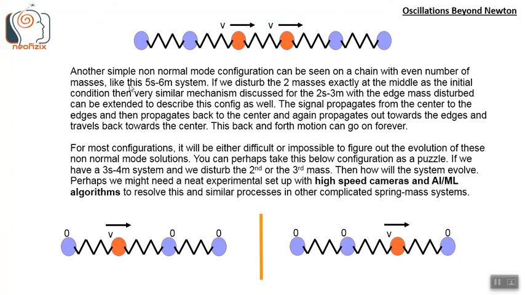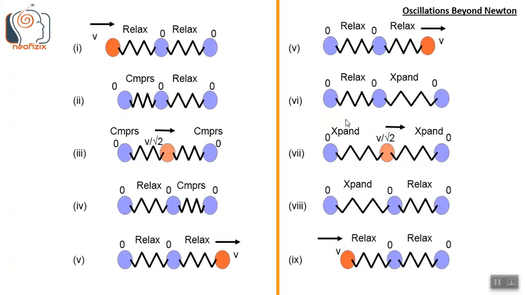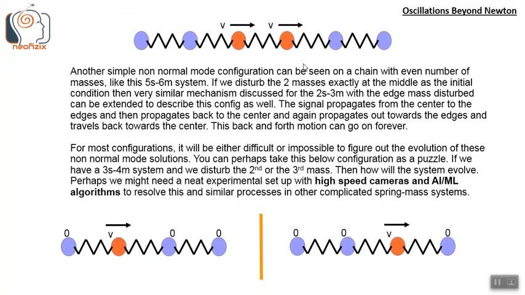If there are an even number of masses, like this 5-spring 6-mass system, and if we disturb the 2 masses exactly in the middle, like the 3rd and the 4th mass in this 6-mass system, with the same velocity v as the initial condition, then a very similar mechanism to that discussed for the 2-spring 3-mass system with the edge disturbed as the initial condition can be used here also to explain the evolution of this 5-spring 6-mass system. Basically the signal propagates from the center outwards towards the edges.